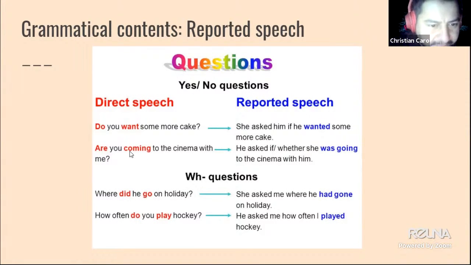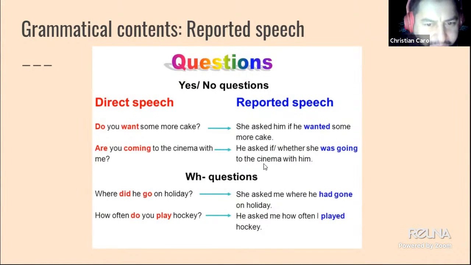Are you coming? This is present continuous. Are you coming to the cinema with me? And then reported speech with backshift. He asked if or whether she was going to the cinema with him. Okay, si no hubiera backshift, todo esto se queda, este queda en present simple y este queda en present continuous. O sea, he is asking whether she is going to the cinema with him. Pero eso sería with no backshift. Es un reporteo en tiempo real, like right now.